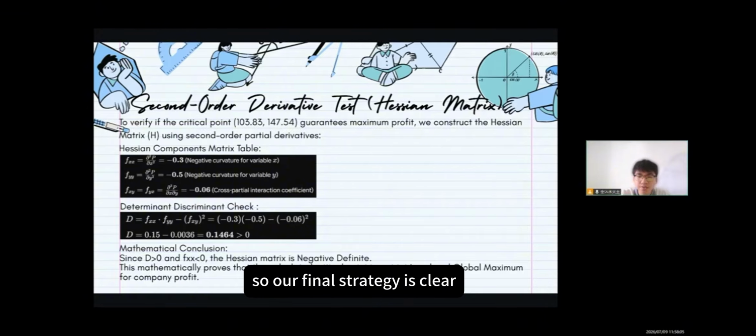So our final strategy is clear. Produce 104 jerseys and 148 shoes. Thank you. That's all for my part.